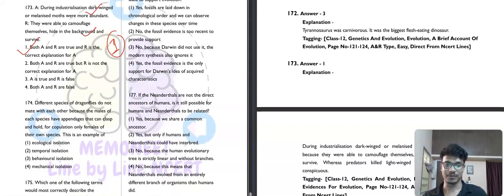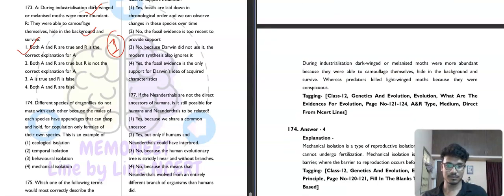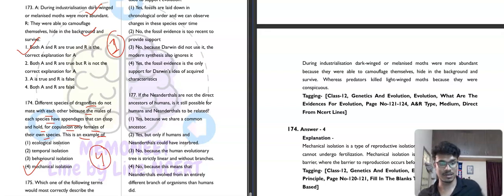The question number 174. The different species of dragonflies do not mate with each other because the males of each species have appendages that can clasp and hold for copulation only females of their own species. This is an example of ecological isolation, temporal isolation, behavioral isolation, or mechanical isolation. This is an example of mechanical isolation. So what does mechanical isolation actually mean? That is the type of reproductive isolation where two species physically cannot undergo fertilization. Okay. So question number 174, correct answer is 4th.